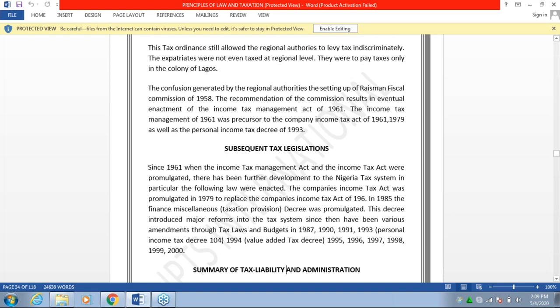So the following laws were enacted. The Company Income Tax Act was promulgated in 1979. That one replaced the Company Income Tax of 1906. So in 1985, rather, the Finance Miscellaneous Decree was promulgated. This decree introduced major reform into the tax system. Since then, there have been various amendments through the tax law and budget in 1987, 1990, 1991, and 1993, respectively.